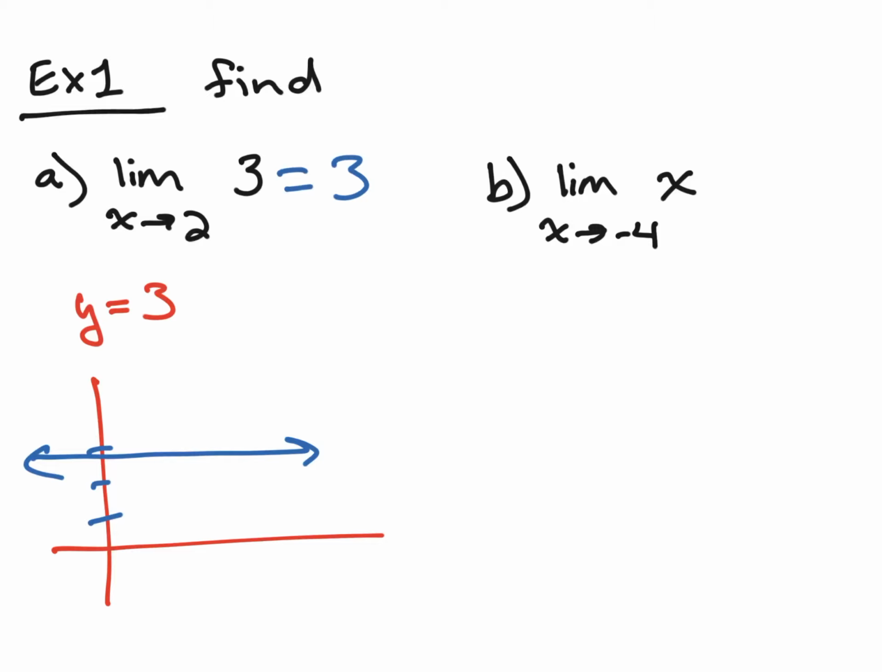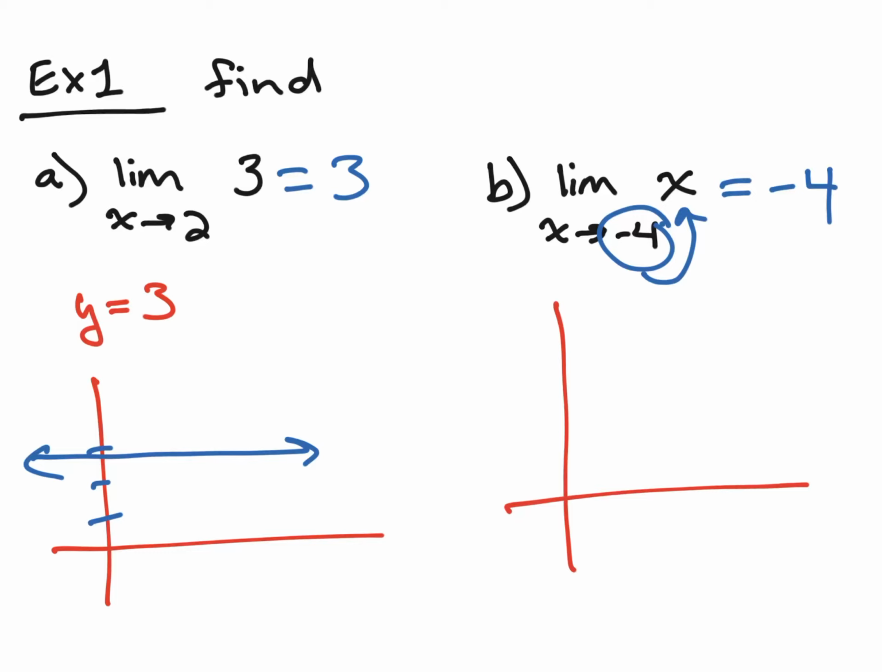Okay, now the limit as x approaches negative 4 of x. So we take this value, we plug it into the x, we're going to get negative 4. This one is just the line y equals x. So if we go 1, 2, 3, 4, 1, 2, 3, 4, that's what we're going to get. They're going to match up. It's a y equals mx plus b. Slope's 1, y-intercept 0. That's what we get.